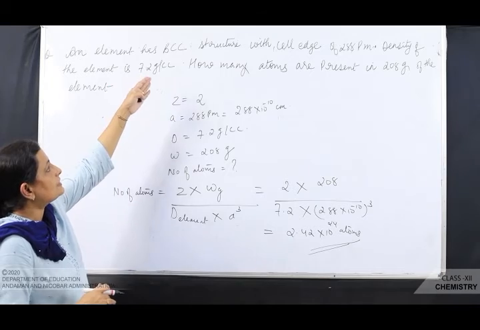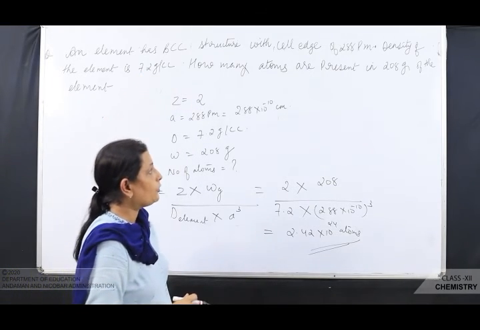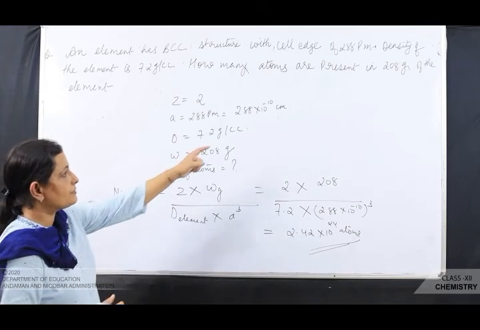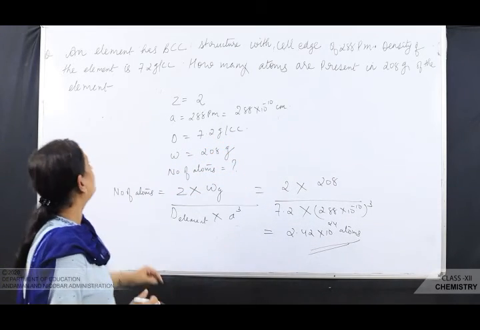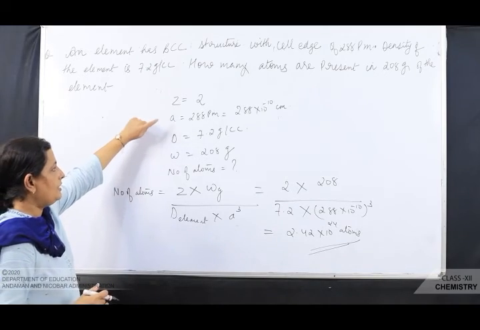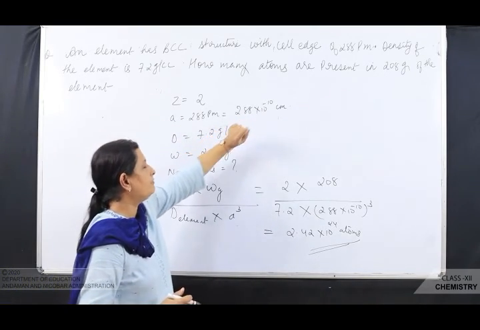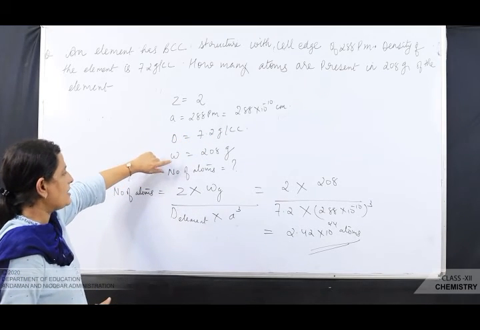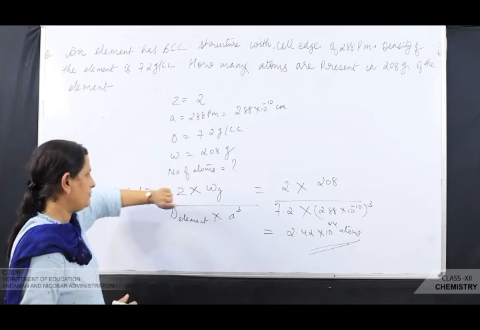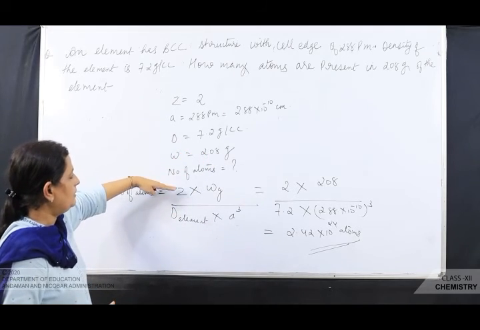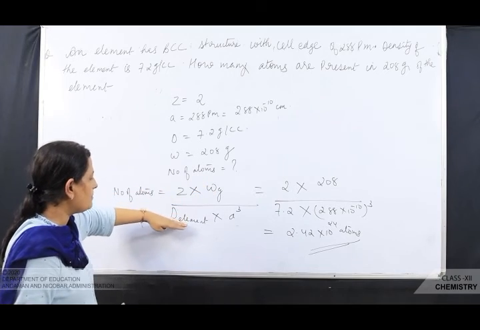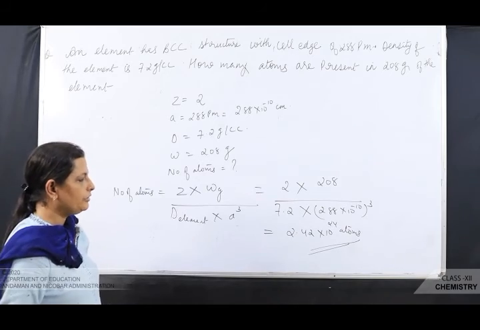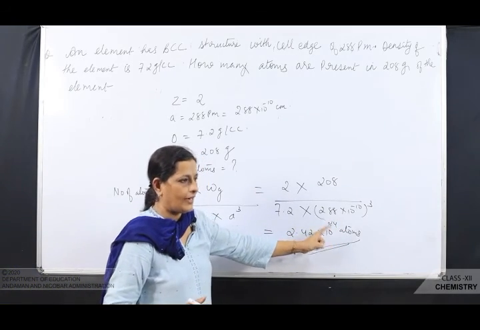An element has a BCC structure with cell edge of 288 picometer. Density of the element is 7.2 grams per cc. How many atoms are present in 208 gram of the element? So, Z is 2, edge length is 288 into 10 to the power of minus 10 centimeter. Density is equal to 7.2 grams per cc and mass of the element is 208 gram. So, number of atoms is equal to Z into mass of the element divided by density into A cube, and when you calculate you will get it as what? 2.42 into 10 to the power of 24 atoms.